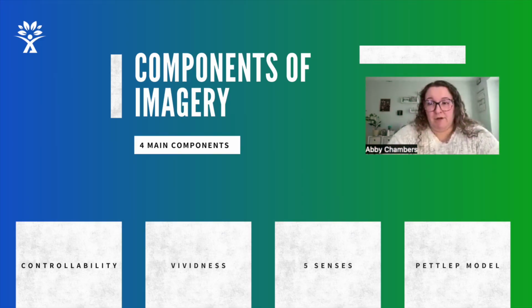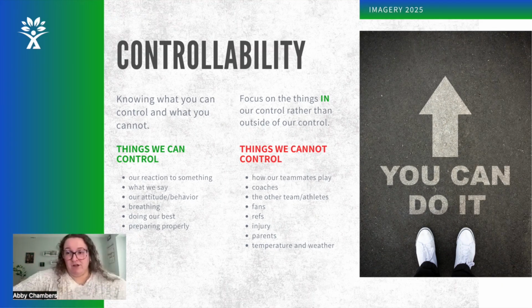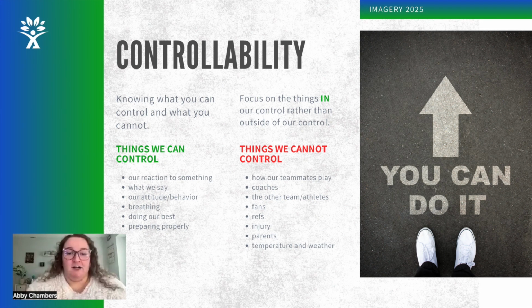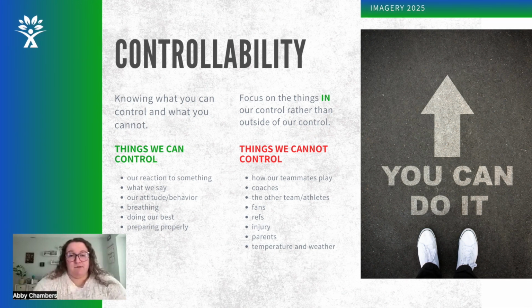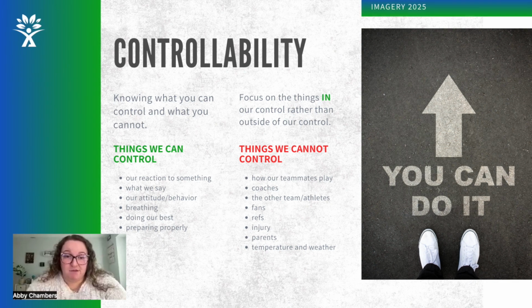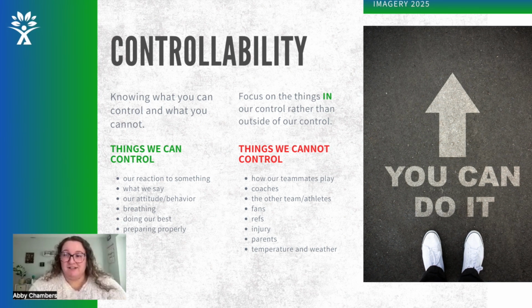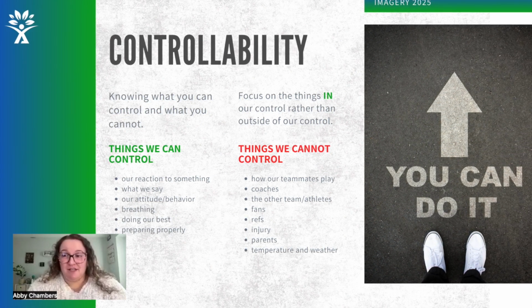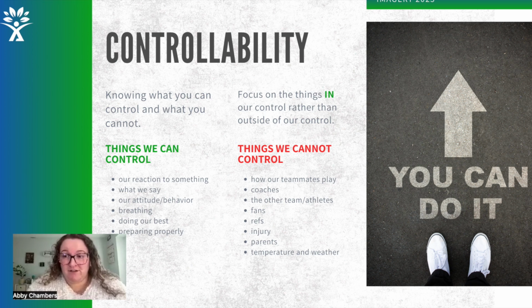So there's four main components of imagery: controllability, vividness, the five senses, and the PET-LEP model. Controllability is knowing what you can control versus what you cannot, and focusing on the things that are in our control rather than the things outside. For example, some things in our control are our reaction to something, what we say, our behavior, breathing. Sounds very simple, but it is something that is in our control, and our ability to take a deep breath really does help certain situations. Doing our best and preparing properly.